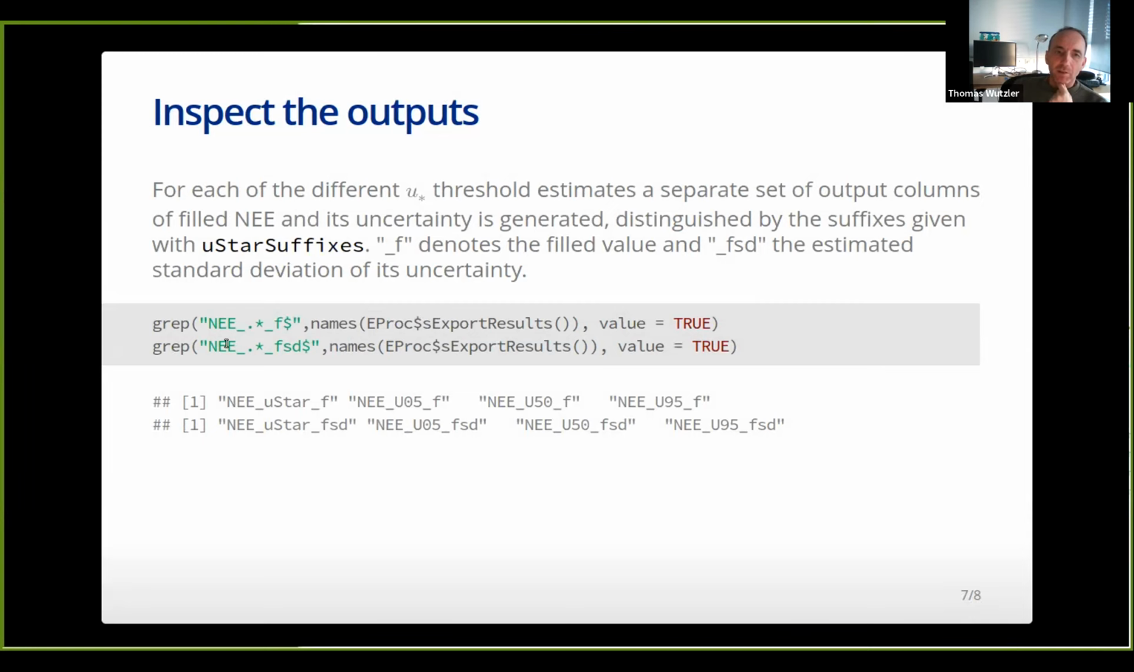You see already in the results, which you get by REddyProc export results, if you look for the column names and grab all the columns that have been stored with NEE and have an f, like the fill, you see there are different columns produced, one for the original u-star and the other ones for the different scenarios. And of course, all the uncertainty.